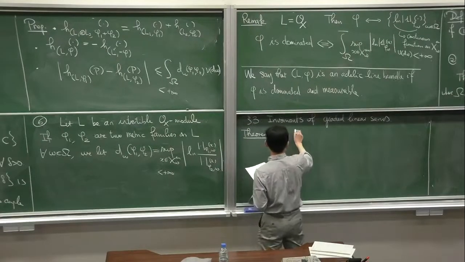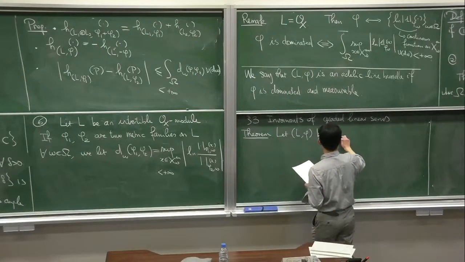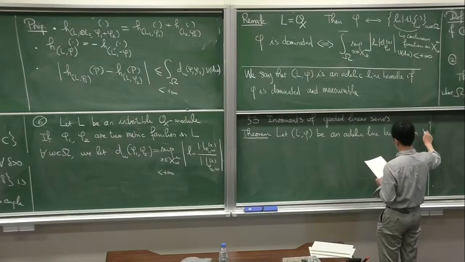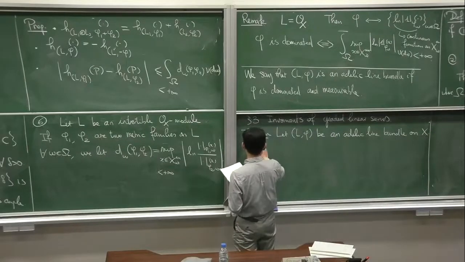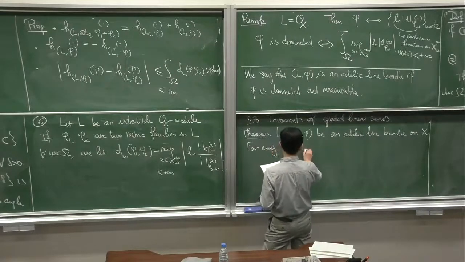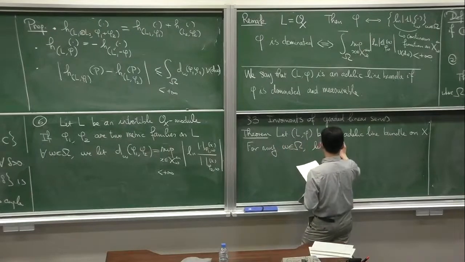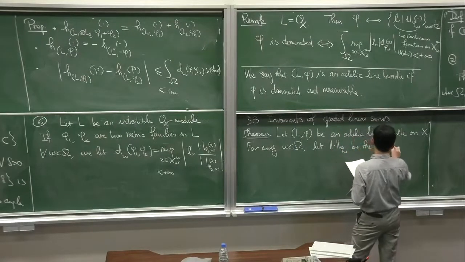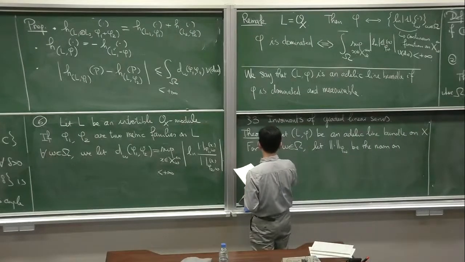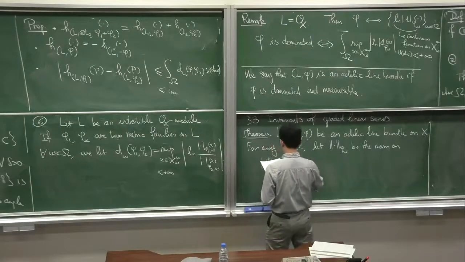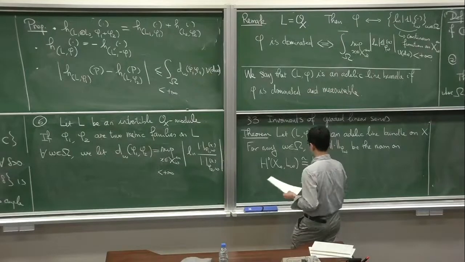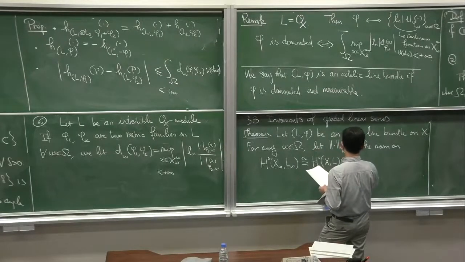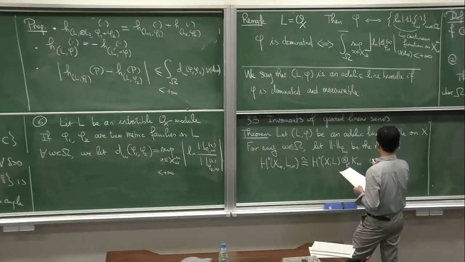I will give the statement of the theorem. Let phi be an adelic line bundle on X. So for any omega in Omega, we will say that the norm phi_omega is the norm on this vector space H0 of X_omega, L_omega. So you identify this as H0 of X, L tensor K_omega, as follows.